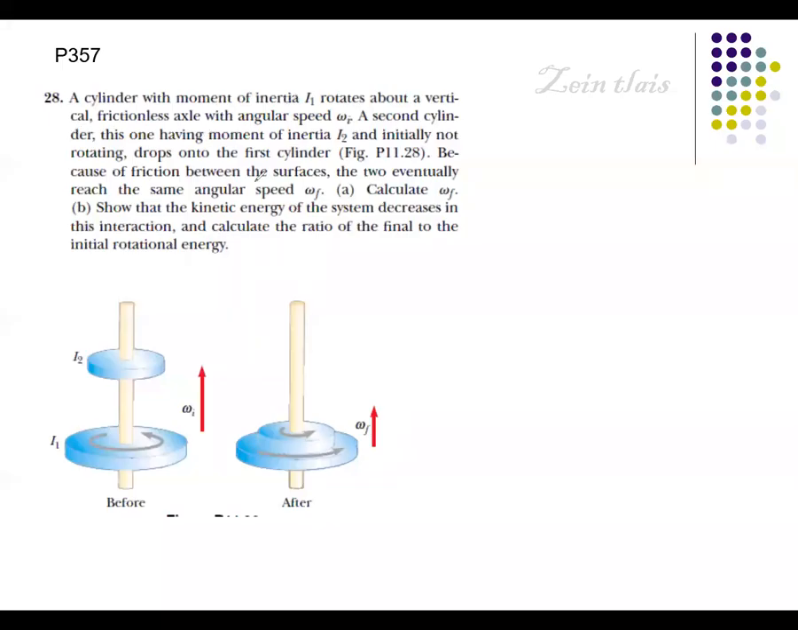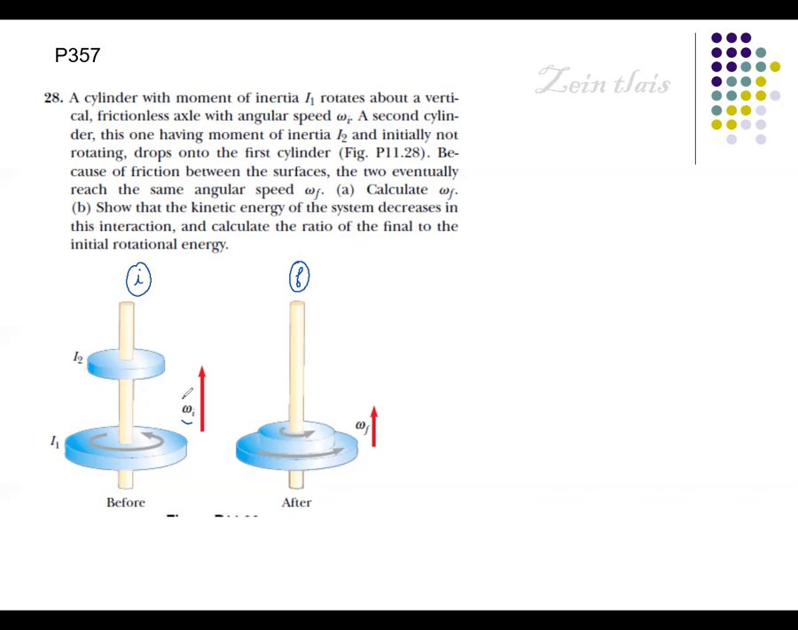Problem 28. Here we have a cylinder initially in rotation about the vertical axis with initial angular speed omega initial. And we have a second cylinder at rest. Okay, so this one is the initial state. We drop the second cylinder on the first cylinder, and we get the final state of the system. Because of the interaction between these two objects, the system will move with a single angular speed, omega final.